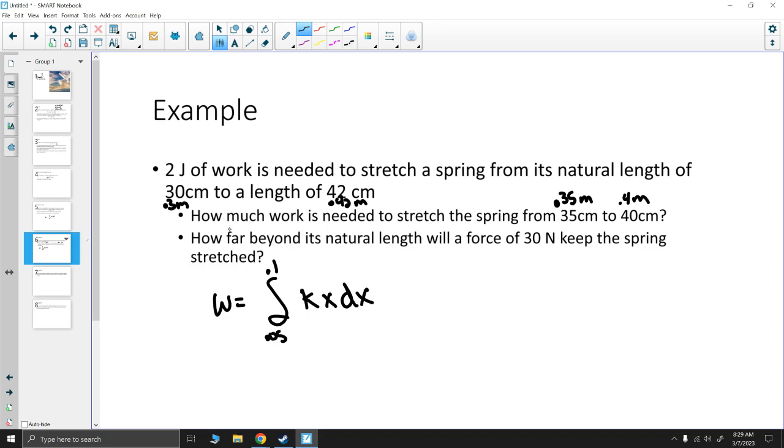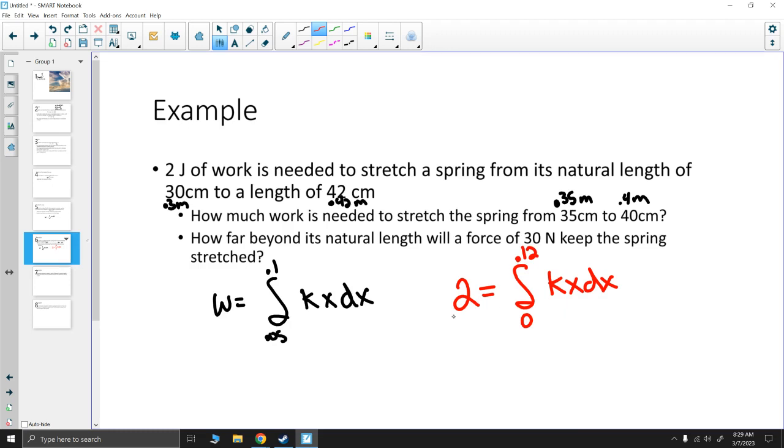But the problem is, to solve for how much work is needed for this, we need to know the spring constant. So the spring constant is constant on this spring. So we're going to use our other piece of information to find this. That is 2 joules of work. So 2 joules of work is equal to the integral of k times x dx when we stretched it from its natural length of 30 centimeters, so from 0, to the length of 42 centimeters or 12 centimeters or 0.12. So the integral of kx dx from 0 to 0.12 is going to be 2.